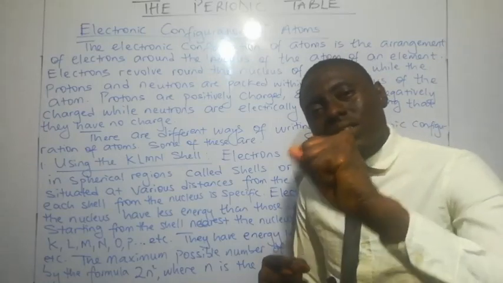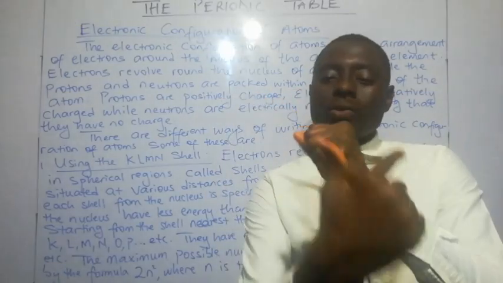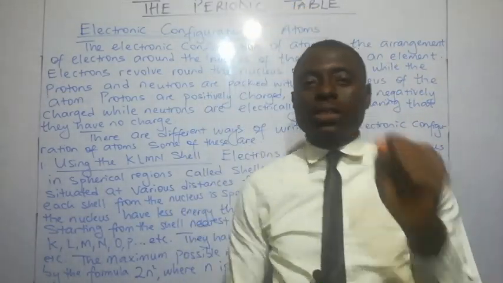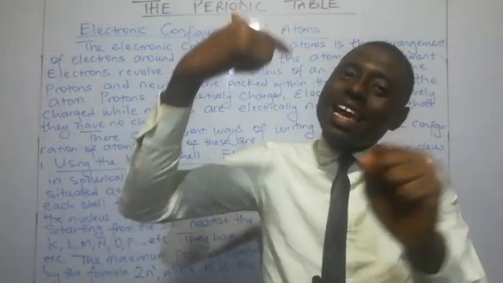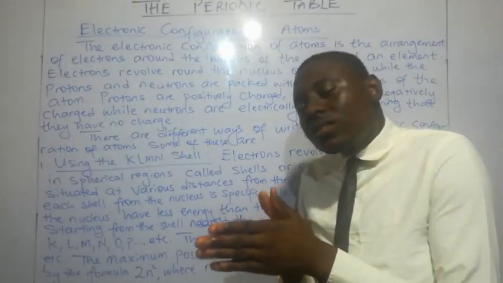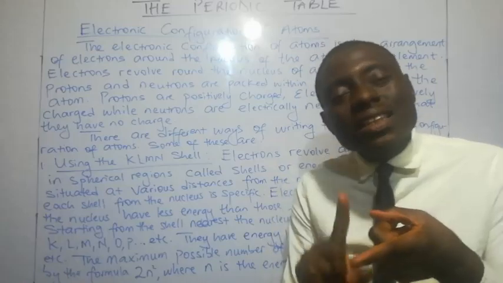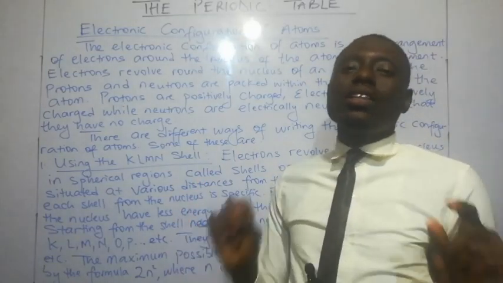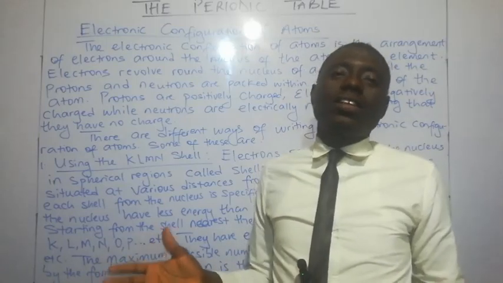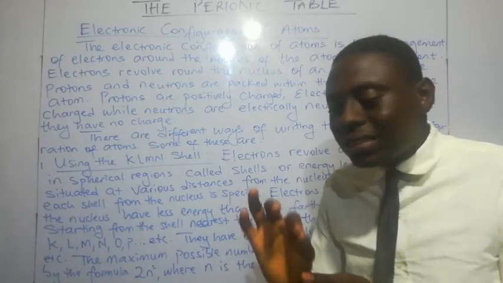So what I am trying to let you know is that the nucleus is the center of the atom. The first circle around that nucleus is the K shell. The second circle is the L shell. The third circle is the M shell. It goes on and on like that. Each shell can only accommodate a certain number of electrons. They have their limits.